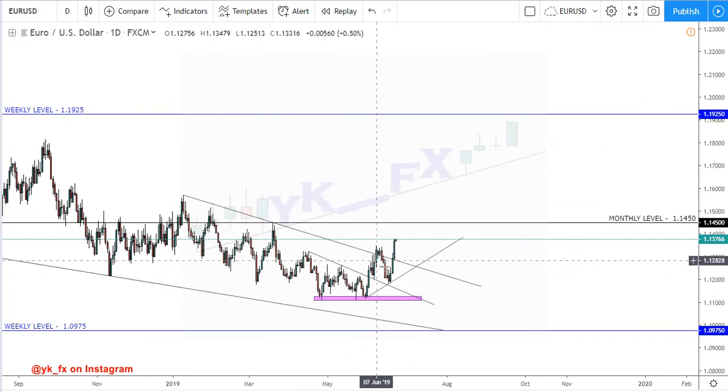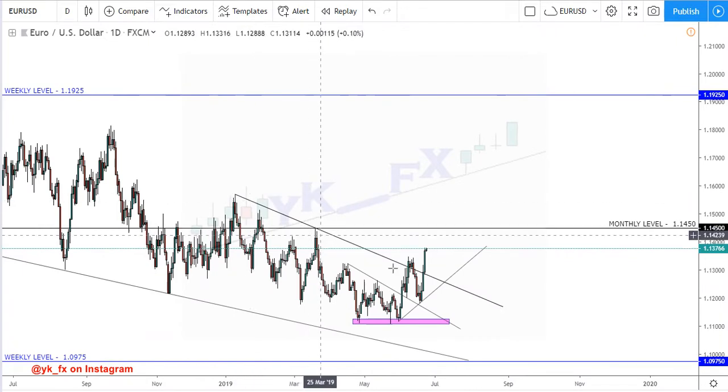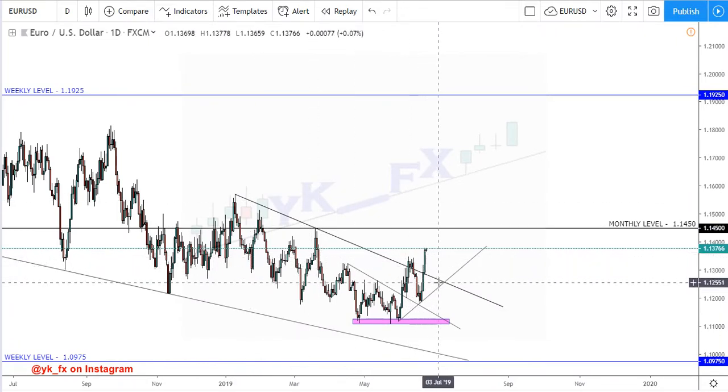We broke this one and retested. We've broken this one and we're yet to retest. So this is what I'm looking at this week now. Okay, long trades on Euro USD. What I'd look for is a retest of this broken trend line. So we had 1, 2, 3, it kind of held there. So I would look for a retest of this broken trend line.